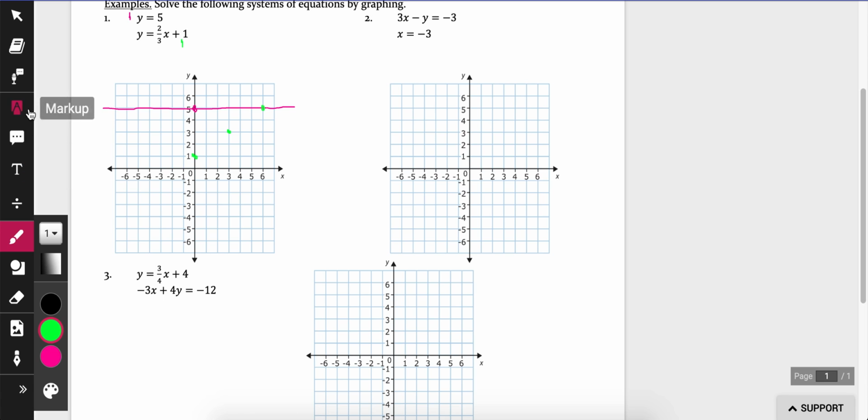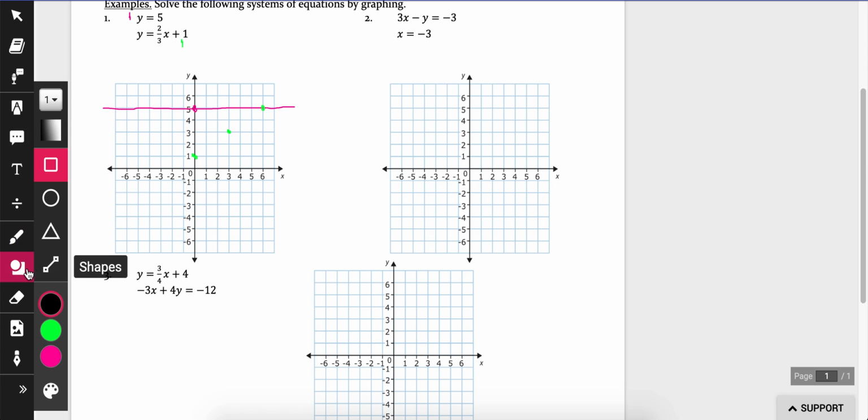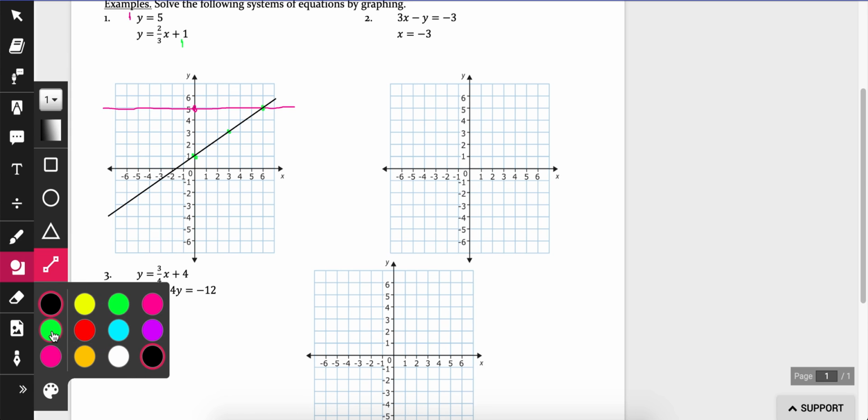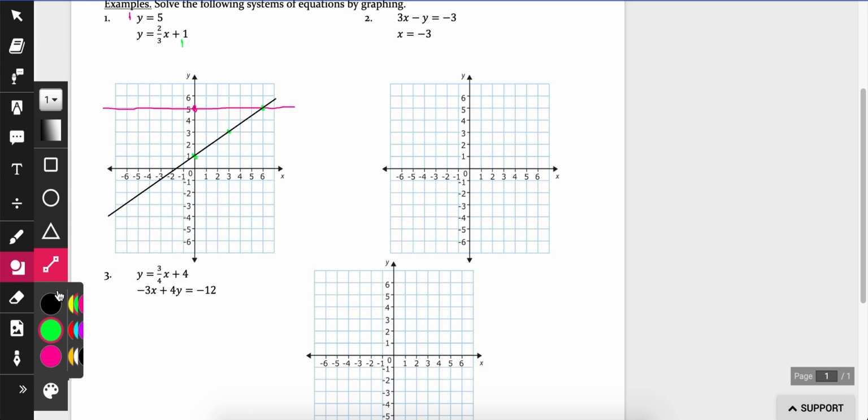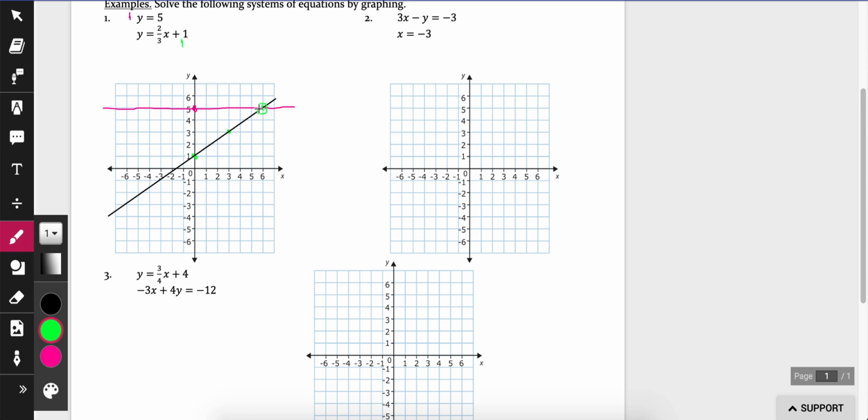And even if I didn't draw all of these in, we should be able to see exactly where these lines are going to intersect. And that is, of course, right here at this point. The coordinates of this point, the solution of our system, is that intersection point at 6, 5.